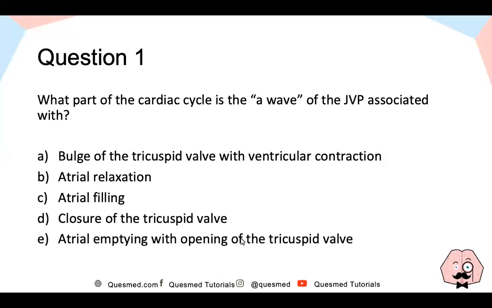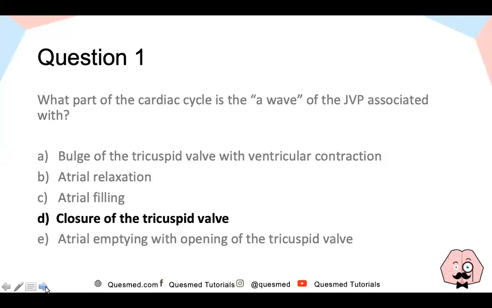Okie dokie, so the majority of people are saying answer E, but then we've got an equal split between A and D as well. A few answers for C as well, so let's have a look at the answers. The correct answer is closure of the tricuspid valve.